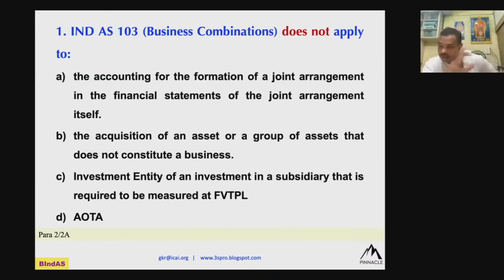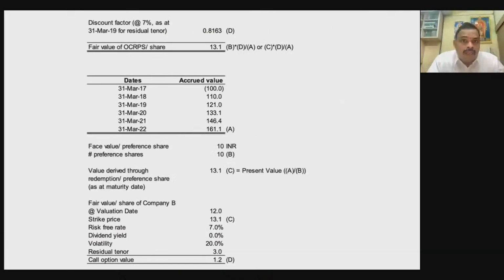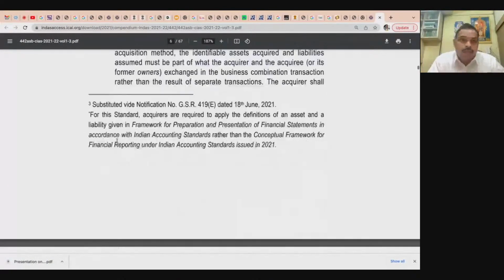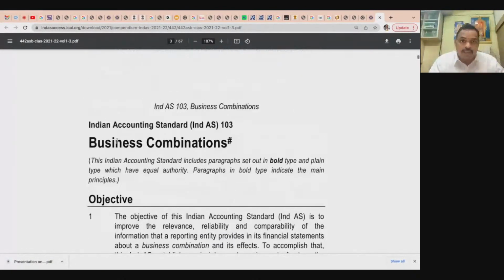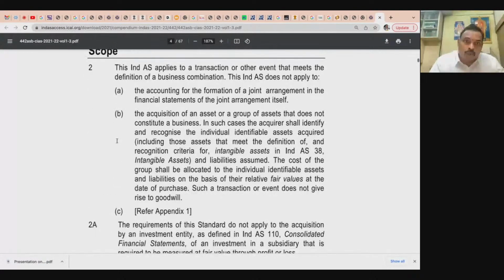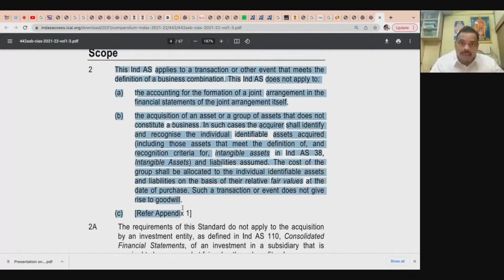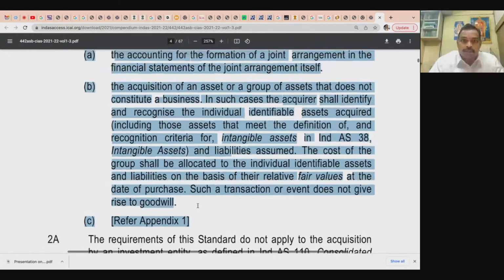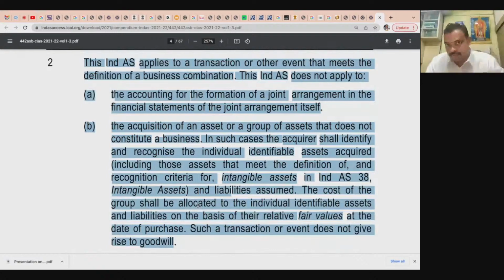Ind AS 103, the business combinations does not apply to. Now, why is the standard not applicable? Let me take you to the objective as well as the scope. Remember, guys, in every examination you have questions from the scope. Try to appreciate this particular paragraph in a practical sense, so that you will not miss that particular question.